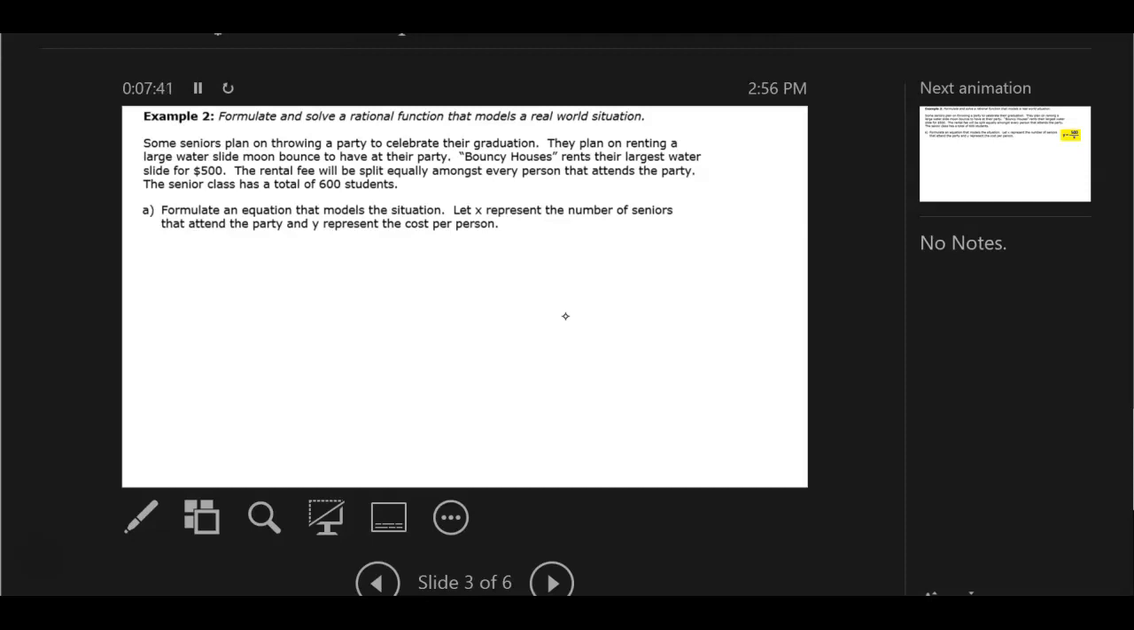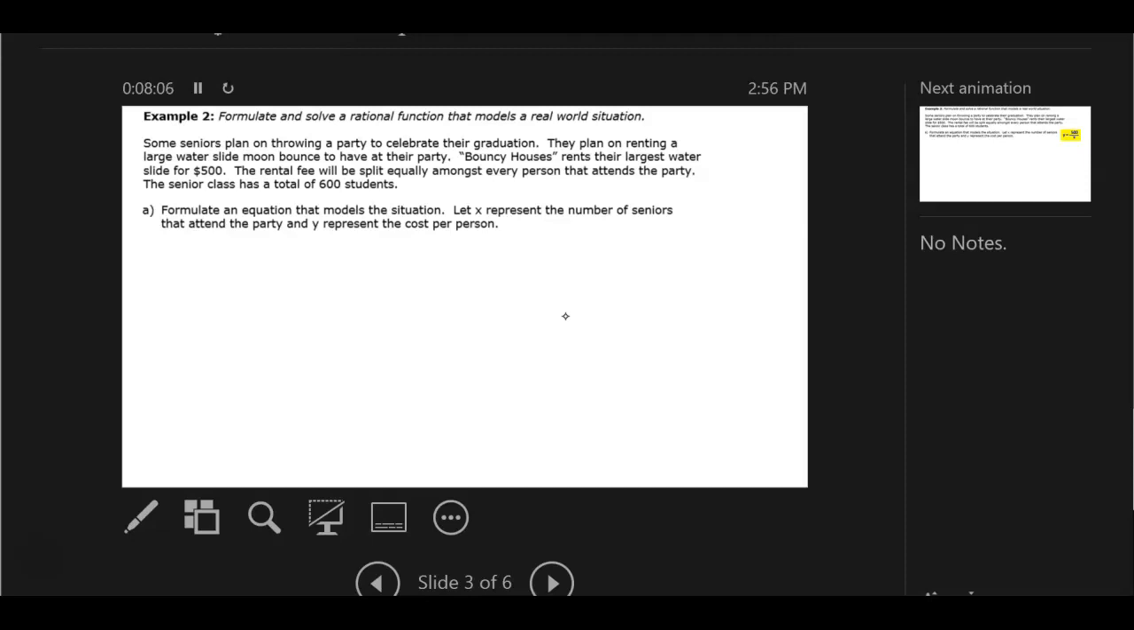Money, okay? Dollars, money. So we know we're talking about money. That's one of our variables. Keep going. The rental fee will be split equally amongst every what? Person. The seniors that are attending this slide event, okay? That attends the party. So I can already tell you what the two things are. I know y'all can read this stuff and just see it. There's money, there's people. Those are the two things. The rental fee will be split equally among every person, blah, blah, blah.